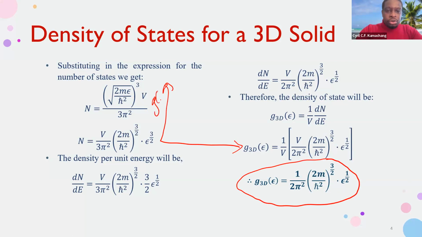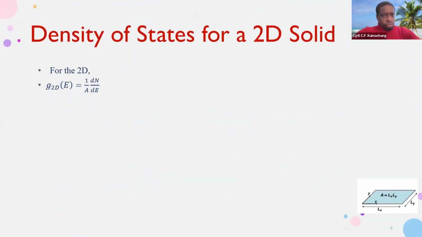So here you're going to have the density of state, and then here is going to be your energy. Then the graph goes something like this. So this is the nature of the plot you will have for the density of state for a 3-dimensional solid. So let's proceed with the density of state for a 2-dimensional solid.